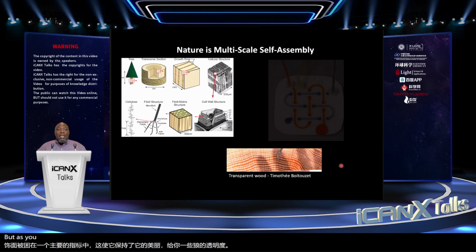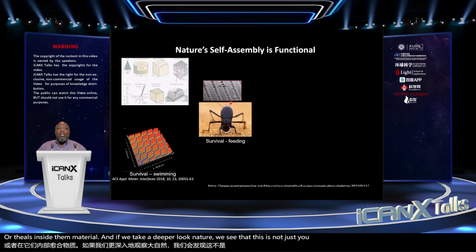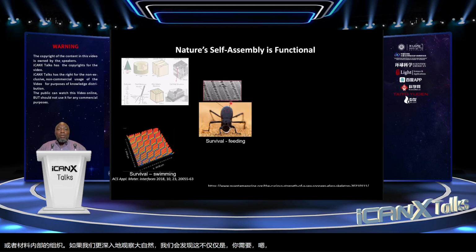But as you look at all these scales, if you look at a tree from the macroscopic scale, you don't right away understand the assembly of the cellulose or the organelles inside that material. And if we take a deeper look in nature, we see that this is not just unique to the macro scale of the organism.